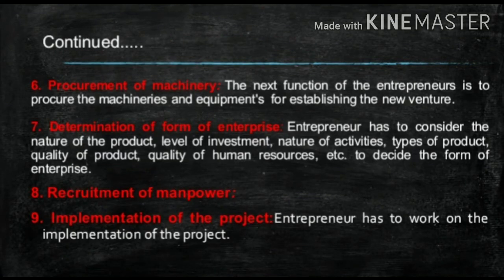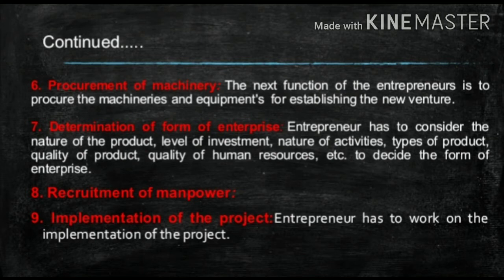Procurement of machinery. It includes procuring the machineries and equipments, and it should specify the following details, that is details of technology, capacity of the installed machines, details of the manufacturers and suppliers, after sales service, warranty period of the machineries and instruments. All these details are to be minutely observed by the entrepreneur.